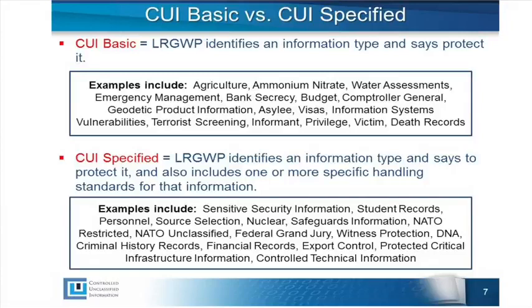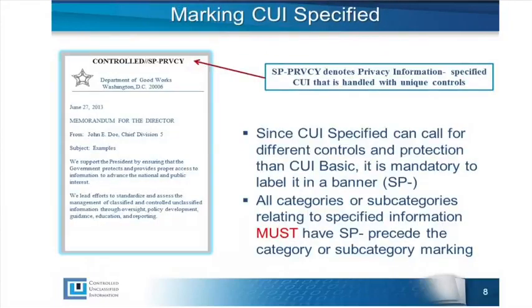Since CUI Specified has slightly different controls than CUI Basic, it must be denoted in a CUI banner marking. Therefore, all categories or subcategories that are specified must be listed in the banner marking with an SP- preceding its acronym.